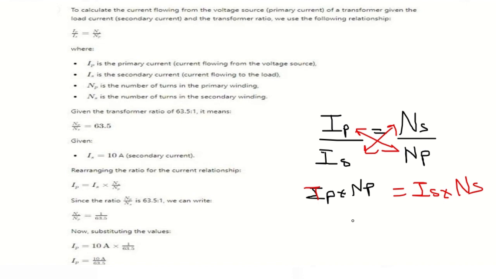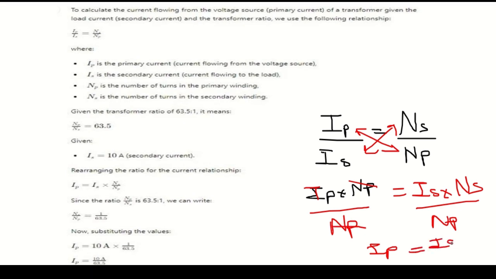We want to make IP the subject. In order to get IP by itself, we need to get rid of NP, and to do that, we have to divide. Anything you do to one side, you also have to do to the other side. So IP, having removed those, is now equal to IS times NS over NP. And that's pretty much how we got to this stage.